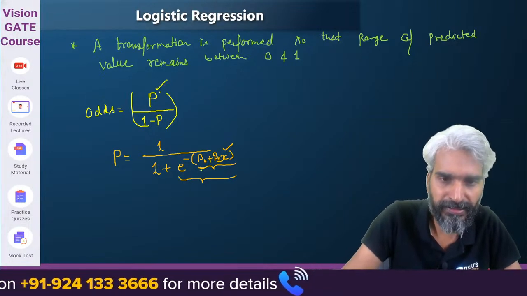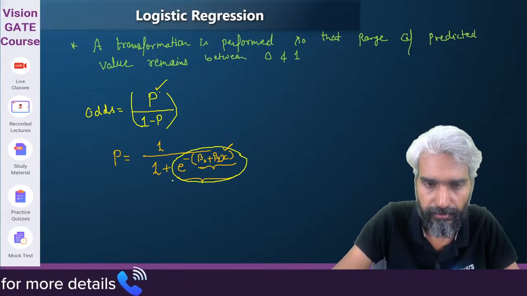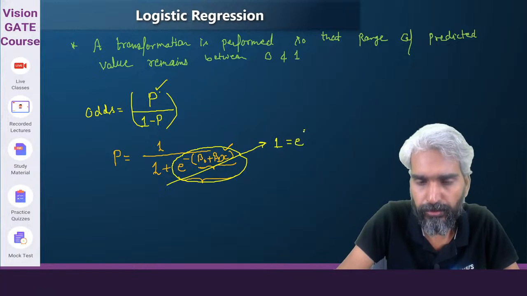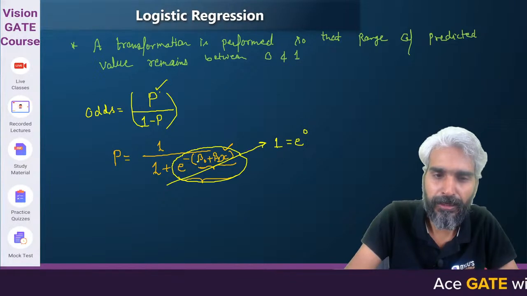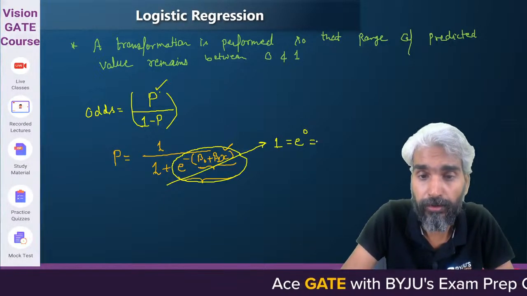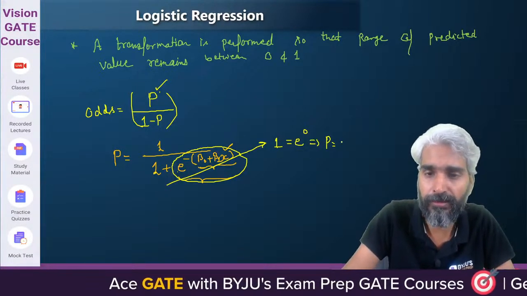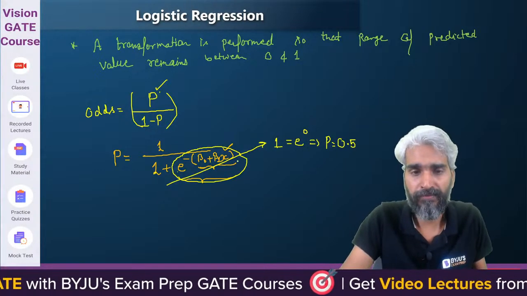Let me represent that there are three possible values. If this value is 1, that is e raised to the power 0, that means the value of beta 0 plus beta 1 x is equal to 0. Then it implies the probability will be 1 upon 1 plus 1, which is 0.5.